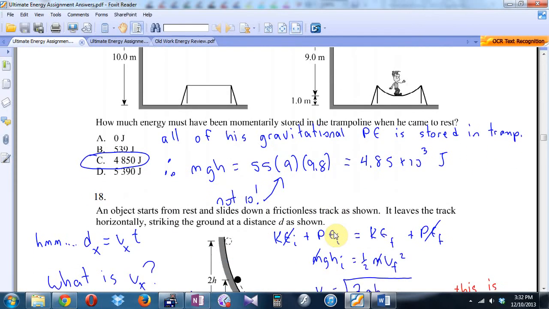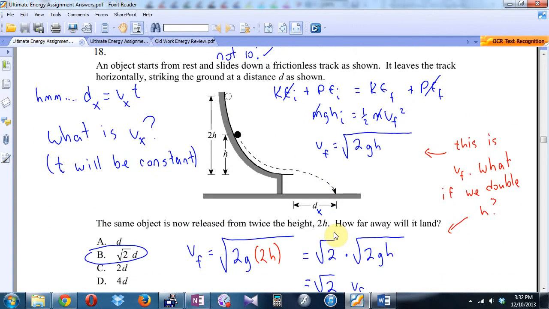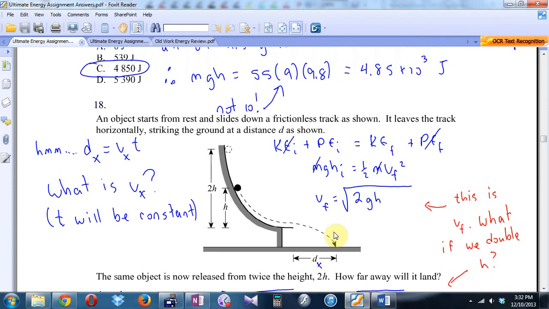Okay? So here's my argument. And I'm going to start out here and then scroll down. What do they want me to find? dx, how far away? So I wrote down here, well, I know that dx equals vxt. What happened to a half at squared horizontally? No acceleration.